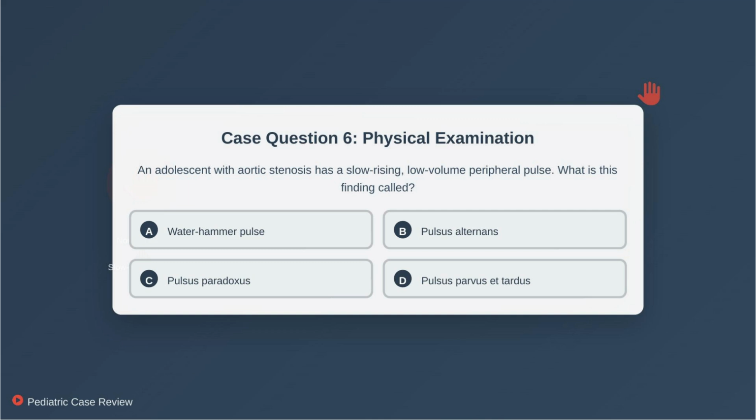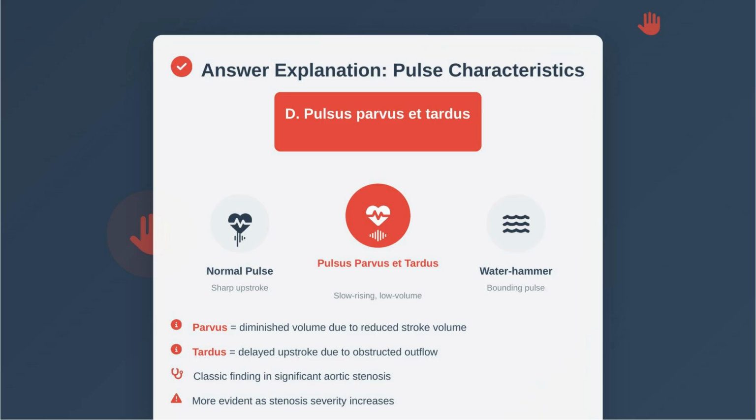An adolescent with aortic stenosis has a slow-rising, low-volume peripheral pulse. What is this finding called? A. Waterhammer pulse. B. Pulsus alternans. C. Pulsus paradoxus. D. Pulsus parvus et tardus. The correct answer is D.